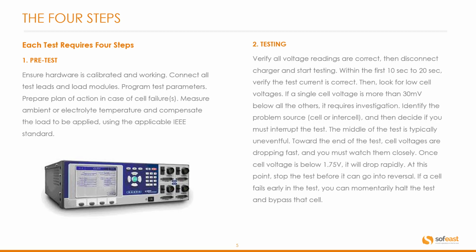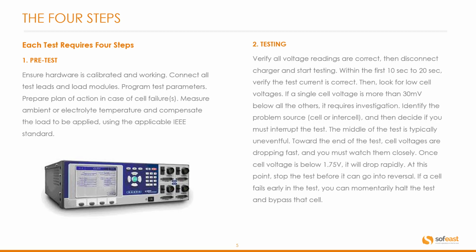So let's have a look at the 4 steps. Each test requires 4 steps. 1. The pre-test. Ensure hardware is calibrated and working. Connect all test leads and load modules. Program test parameters. Prepare a plan of action in case a cell fails. Measure ambient or electrolyte temperature and compensate the load to be applied using the applicable IEEE standard.